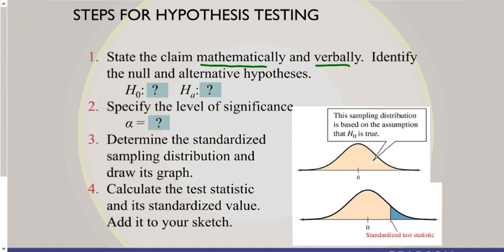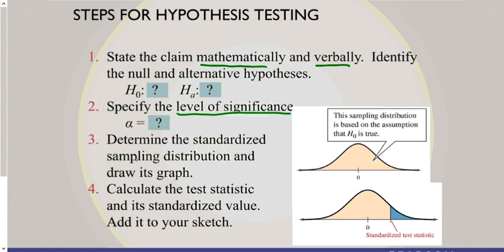Make sure you understand it. Identify the null and the alternative hypothesis. You're going to specify the level of significance that you want. Remember, it's kind of like your confidence level. So you might use an alpha of 0.05, which would be a 5% chance of producing a type 1 error.